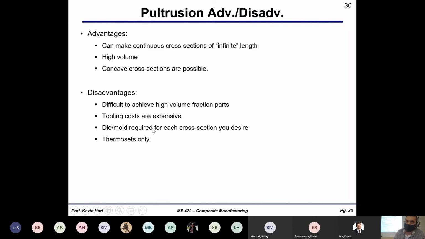Really only useful for thermosets. I have seen some thermoplastic pultrusion in my life, but only lab scale and very experimental ideas. Typically, thermosets is really your only pathway here. Okay.